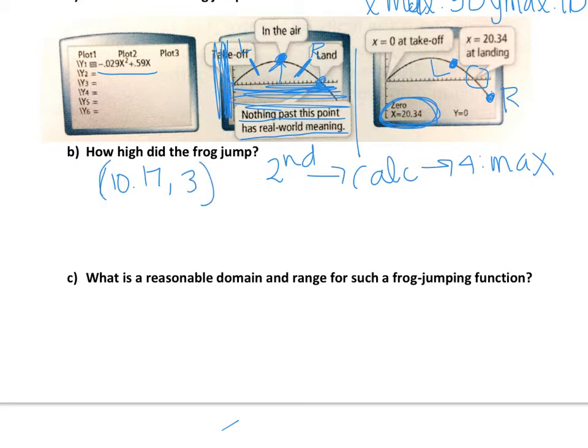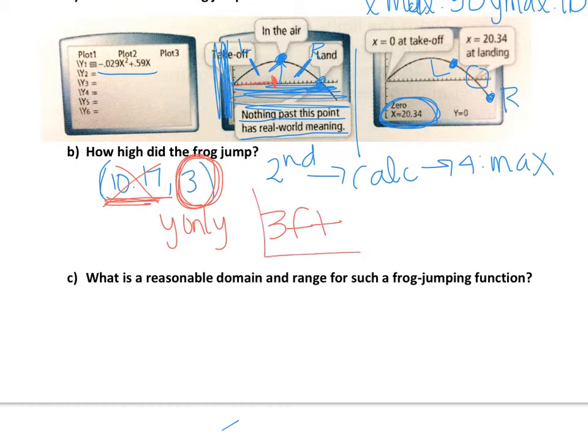Now, which one of these is my actual max? Because the ordered pair is the max. However, when it's saying how high did the frog jump, what it is wanting is the y value, the y only. All 10.17 tells us is the point that he traveled on the x-axis in feet to where he reached the peak. So we only want the y value. So my maximum, or how high the frog jumped, is 3 feet.